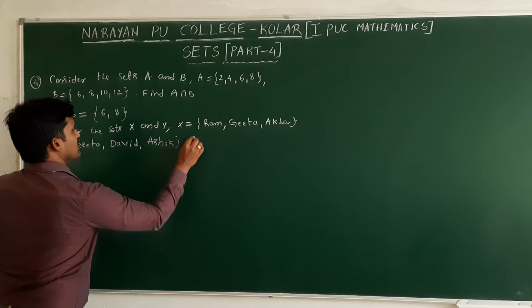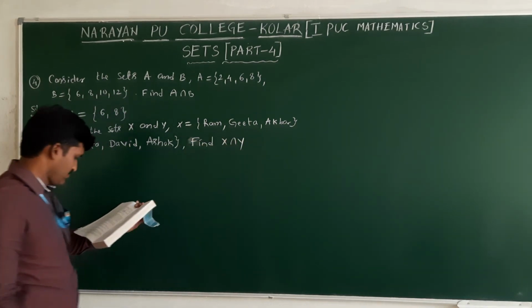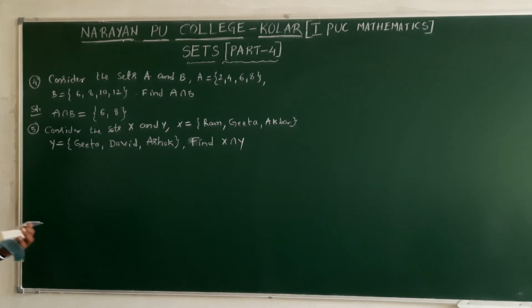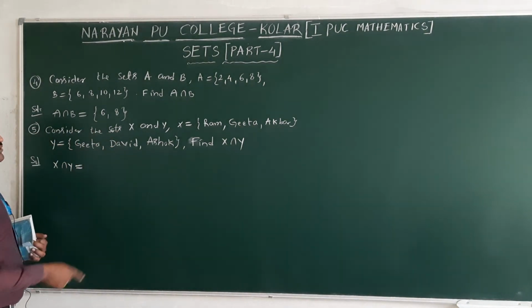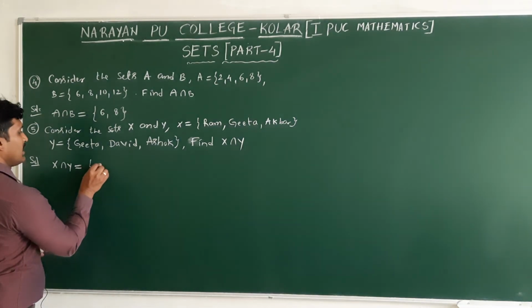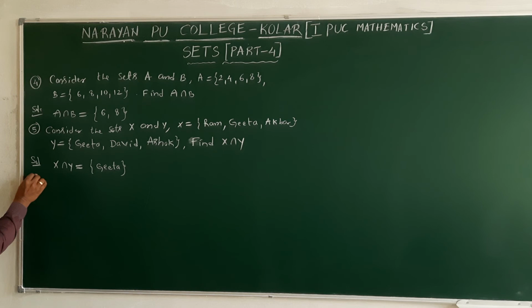We need to find X intersection Y from this given data. It's very simple, same. X intersection Y means the common elements between X and Y. Only Geeta is a common element here. That's the answer.